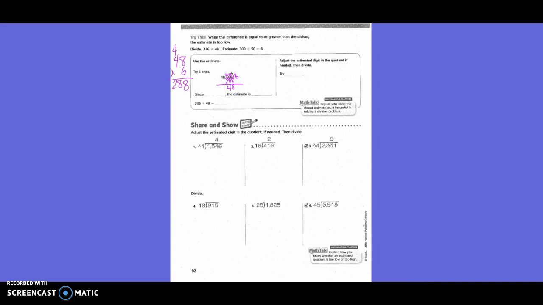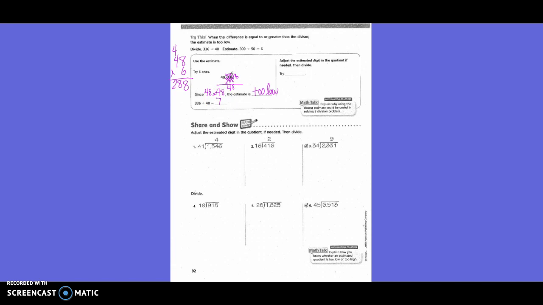So since 48 equals 48, the estimate is too low or too high? Or correct? Correct. Do you want to have anything left over? No. And so even though they equal each other, that means it's too low. So 336 divided by 48 is 7.